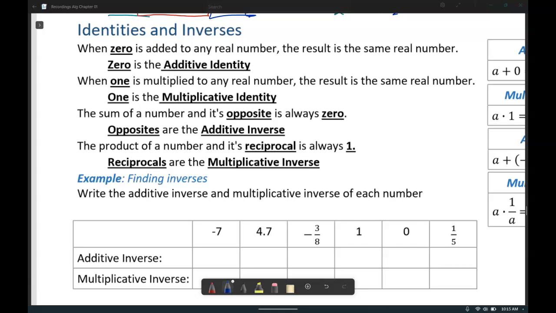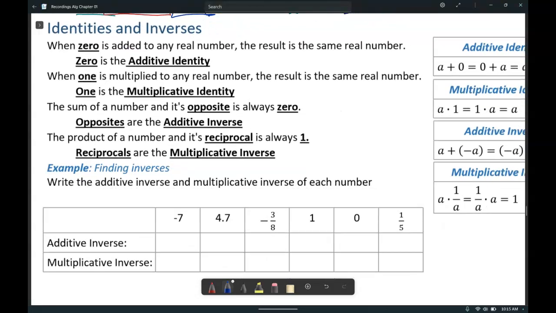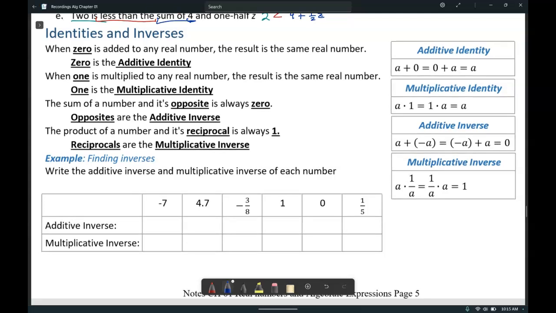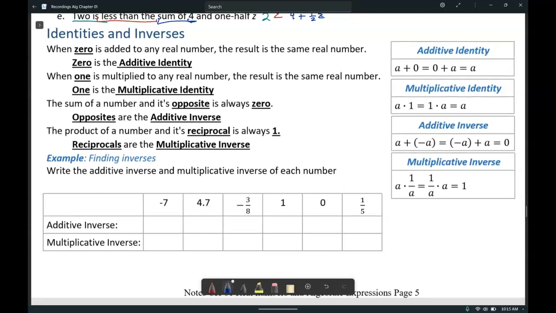Next thing we're doing is going to cover identities and inverses. What we see here is a couple of different identities as well as their related inverses. When 0 is added to any real number, the result stays the same, and that's what this states right here. A plus 0, which is nothing, is the same as 0 plus a. It's going to leave our value alone. The expression will not change.